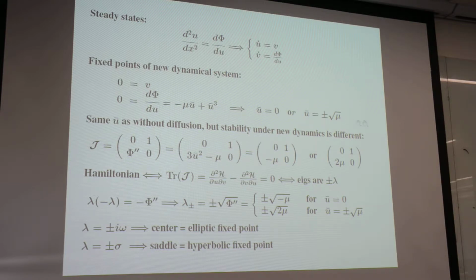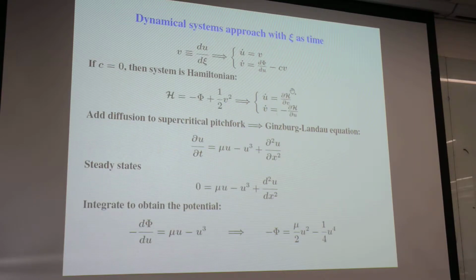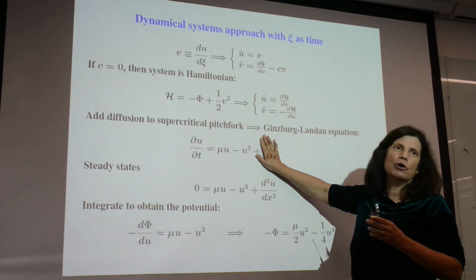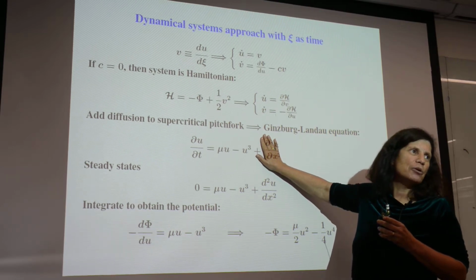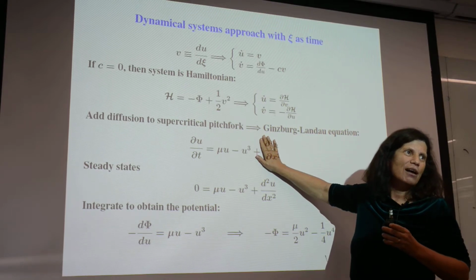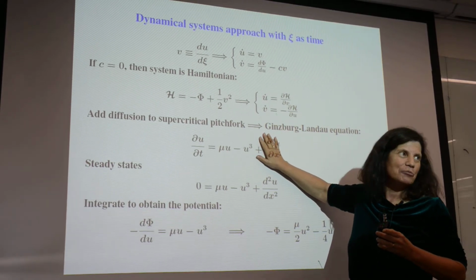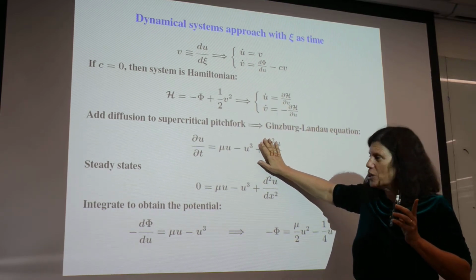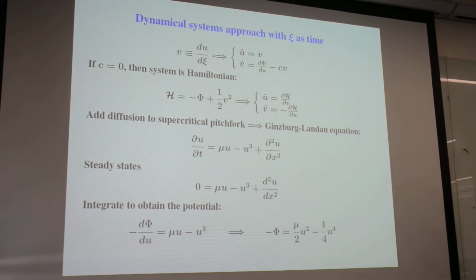Okay. So that's the same as if we hadn't put in diffusion. That is to say, if we had started off with just this, and I'd said, let's find the steady states, we would have said, oh, u equals 0 and u equals plus or minus square root of mu, without all this fancy stuff, without turning space into time, without diffusion, right? I would have said that. But now, for the first time, we're going to get something that's different.